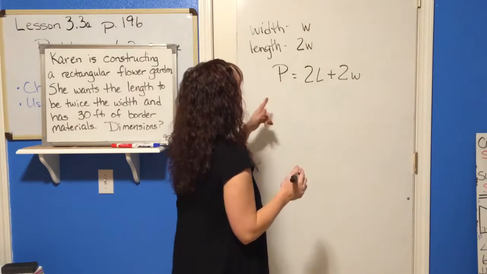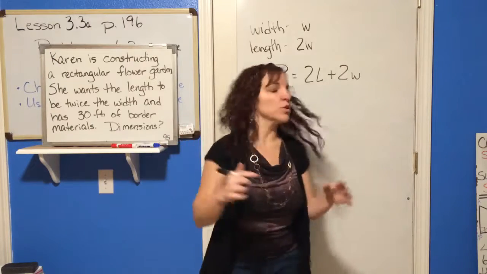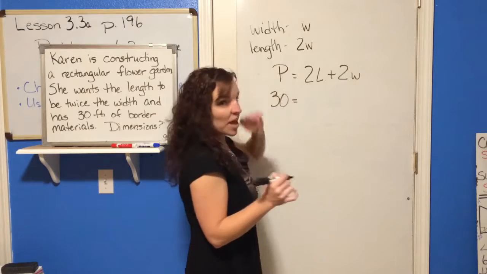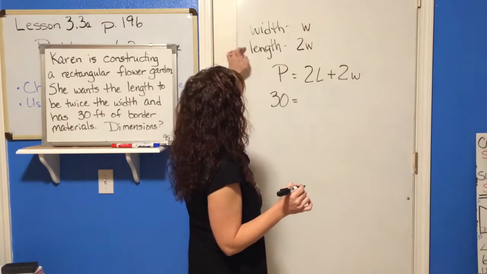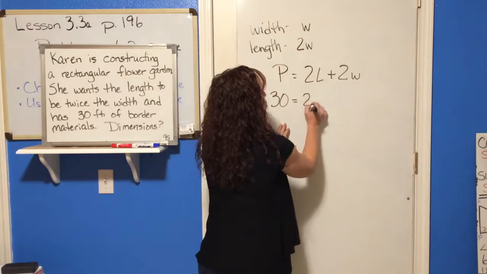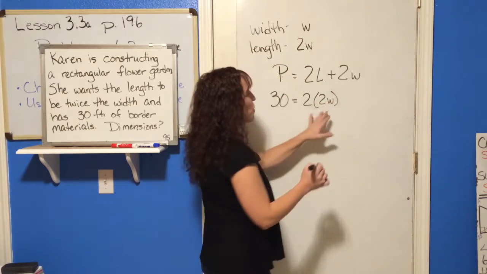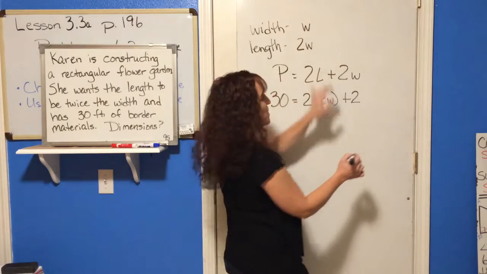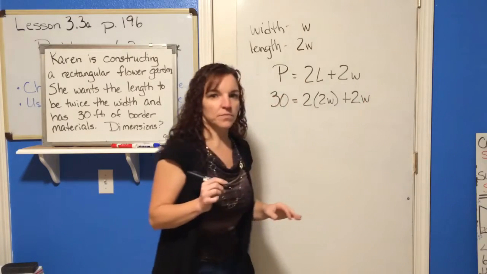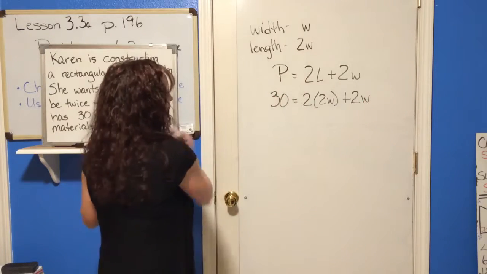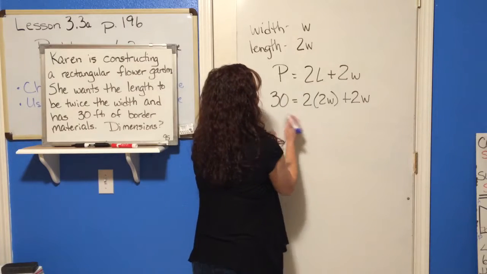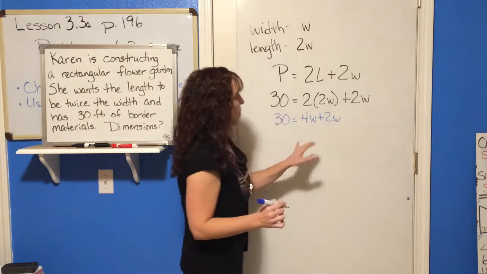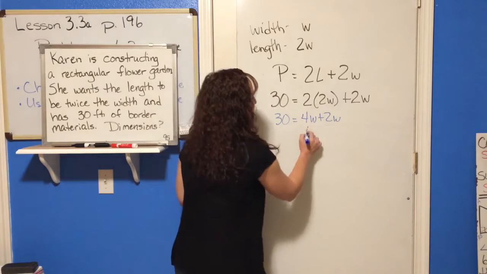So now you can put in, so the perimeter we know, the perimeter is 30 feet. And that's going to equal 2 of the lengths. Now be careful, because it's going to be 2 of the 2W. So it's going to be 2 times 2W. It's going to be 2 of those plus 2 of my widths, and width just happens to be W. So 2W. And now you can solve it. You know how to solve these. You're multiplying through, so that's 30 equals 4W plus 2W. Combine like terms. 4 plus 2 is 6W.